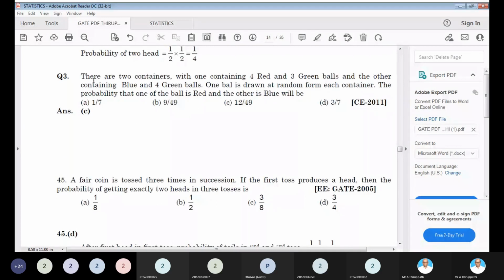There are two containers, one container with 4 red and 3 green balls and the other containing blue and 4 green balls. One ball is drawn at random from each. Okay, this is the Bayes base here. We will discuss it next class.